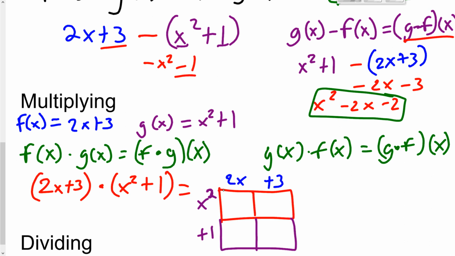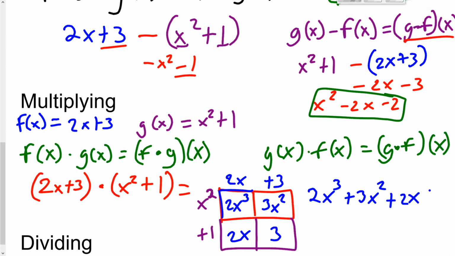In area we do length times width, right? So x squared times 2x is 2x cubed. 3 times x squared is a positive 3x squared. Then we have 2x times 1 is 2x, and 1 times 3 is 3. Now we can combine like terms. We can't combine any like terms because this is a cube, this is a square, this is linear, 2x is linear, and then we have our constant 3. So we just add them all together: 2x cubed plus 3x squared, starting with the largest exponent first, and then plus 2x, and then plus 3. So there's our multiplication of f times g, or g times f of x.